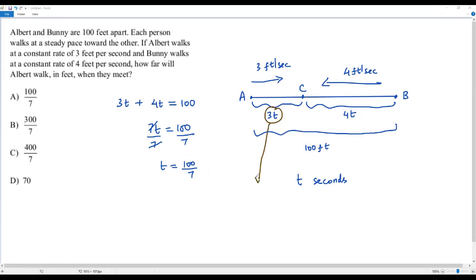Okay, now let me do it. When I do so, 3 times 100 divided by 7 is equal to 3 times 100, which is 300 over 7. So Albert will walk 300 over 7 feet to reach the meeting point C. We find this 300 over 7 in answer choice B. The correct answer choice for this question is B.